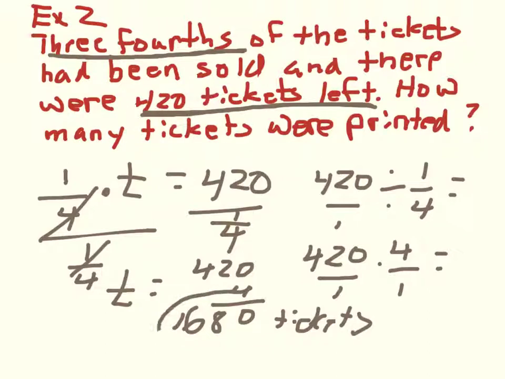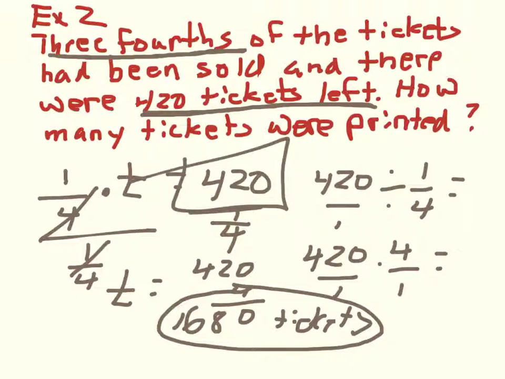Now let's see if this answer makes sense. 3/4 of the tickets had been sold, so most of them had been sold, and there were 420 tickets left. Not many were left, right? 1/4 were left. So out of the 1,680, 420 were left, which means not many were left. So actually this answer makes pretty good sense. So 1,680 tickets were printed in all.